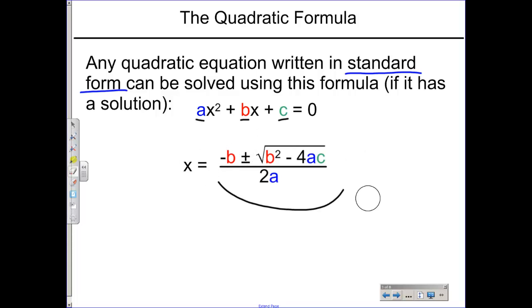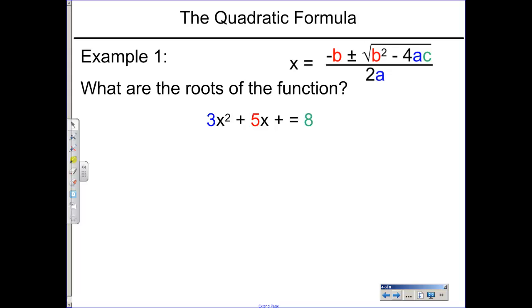So this formula works for finding the roots of a quadratic. It does not in any way help you factor. But it is the opposite of b, that's negative b, plus or minus the square root of b squared minus 4 times a times c, the whole thing divided by 2a. Let's see this in action then.